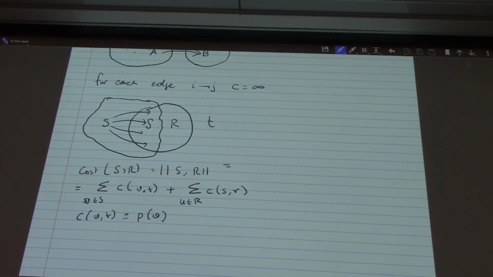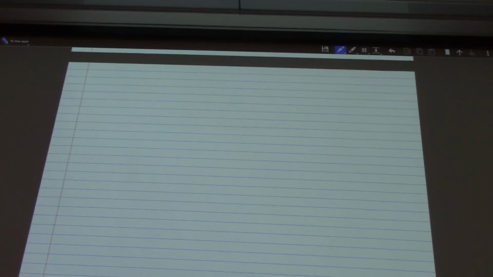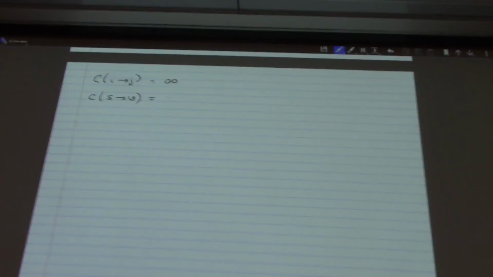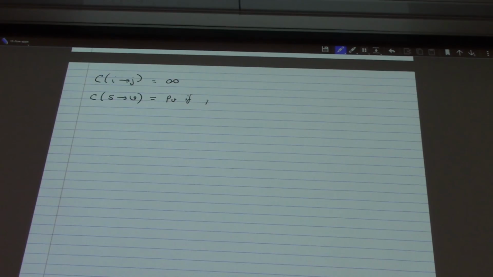So what we said before is that the capacity of every edge from i to j is infinity. We're going to say the capacity of any edge from S to V is equal to its profit, p_v, if positive. And the capacity of an edge from V to T is equal to minus its profit, if negative. Otherwise, we don't add it. So there's an edge from the source to all the positive profit items. There's an edge from every negative profit item to the sink. And the capacities are those profits, or negative of them, because we want the capacities to be positive.